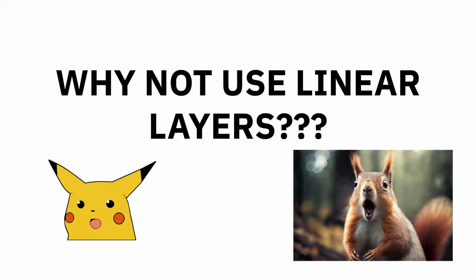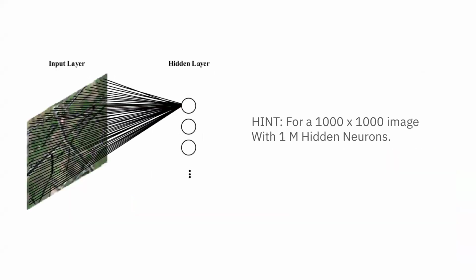Consider your image size was 1000 by 1000 pixels, and you have 1 million hidden neurons in your first layer. What do you think could be the reason why we can't use this in a linear layer? Any idea?